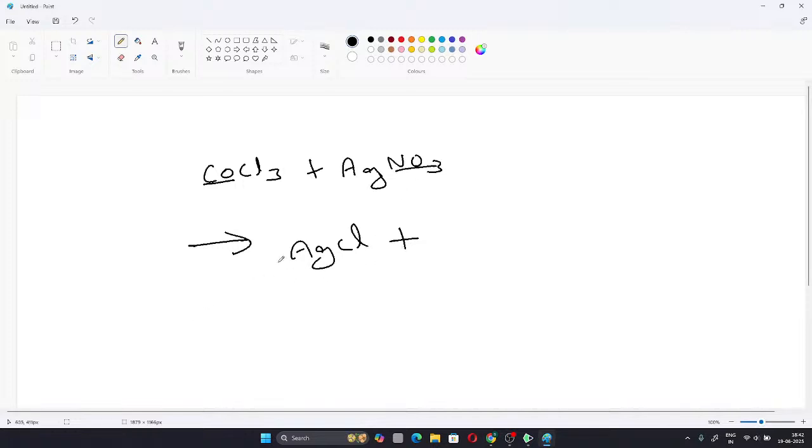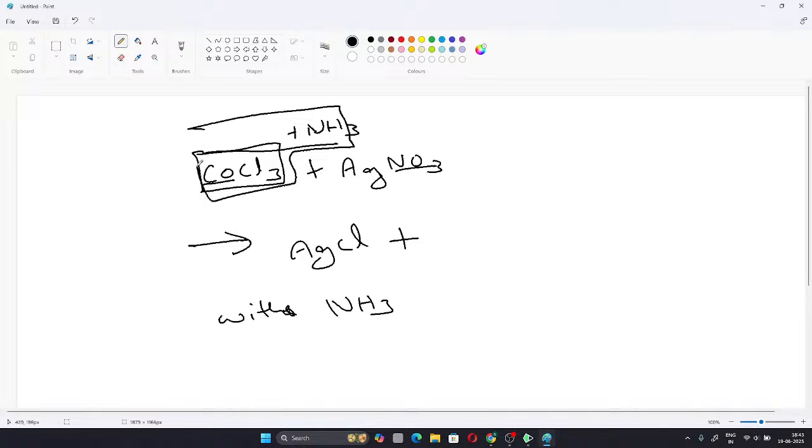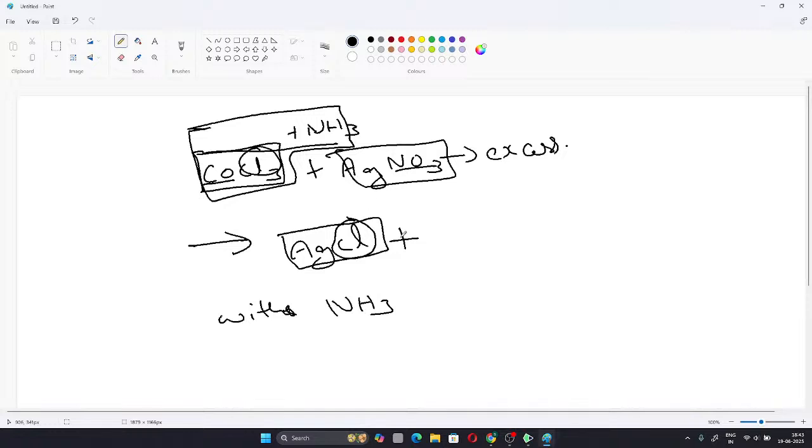But it was seen that if we take this compound along with ammonia, NH3, even if we add excess amount of AgNO3 or silver nitrate, stoichiometrically we found out that although most of the Cl ions would be displaced and precipitate out as silver chloride, some of the chloride ions were still found to be in the solution without precipitating out.